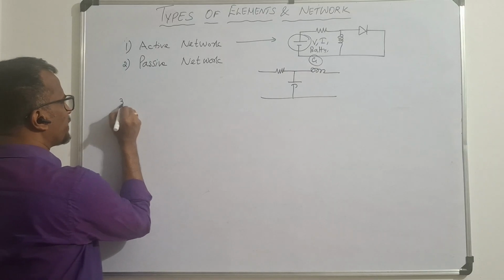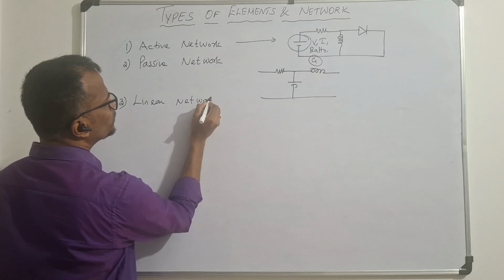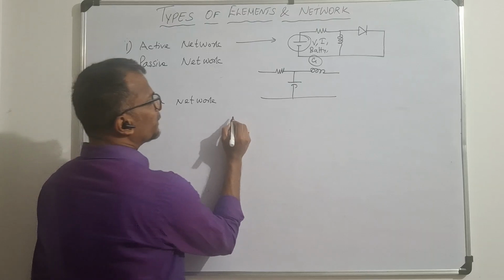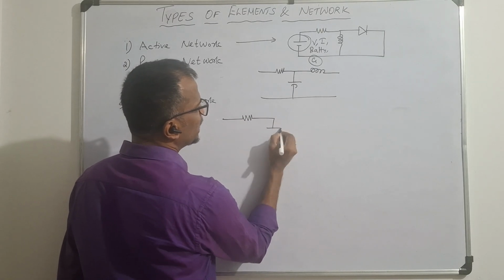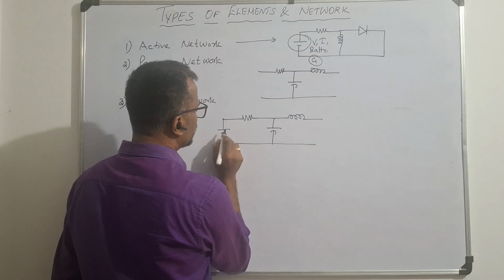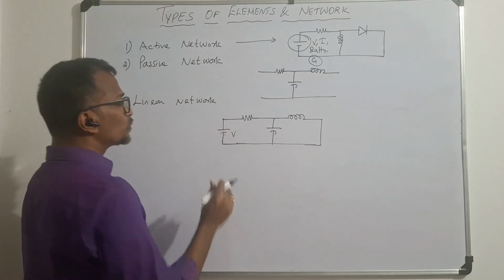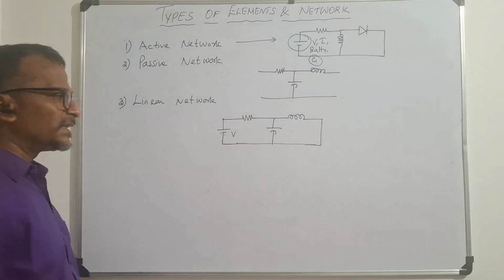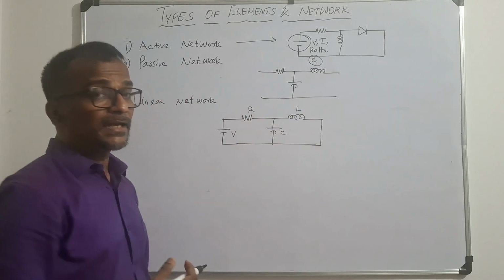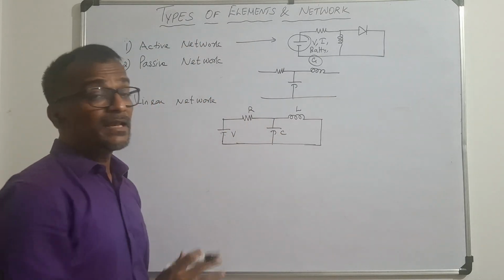Then the third one will be the linear network. What is meant by linear network? In any network, if we have only resistance, inductance, capacitance, and this voltage source, we can have this voltage source here, and the circuit is closed like this. So this is called the linear network. Why is this a linear network? We know the linear elements, resistance, inductance, and capacitance, are present there, so it is called the linear network.